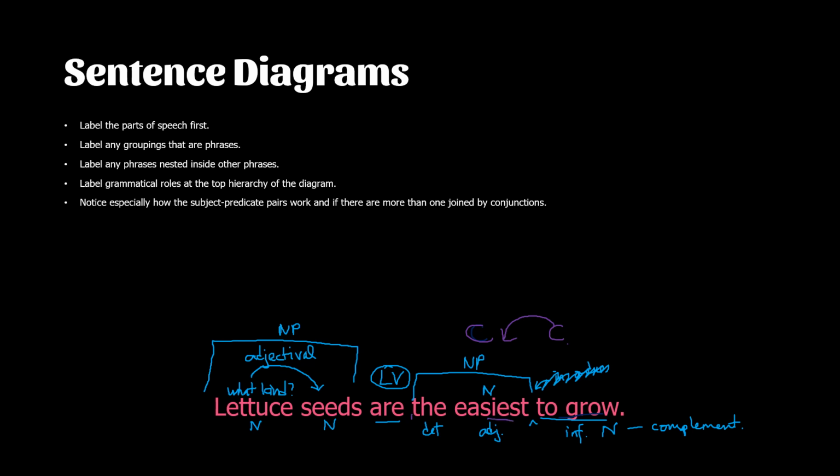As a group, then, this is one big complement. So we have a linking verb plus a complement, and that's going to create a predicate. This noun phrase is going to be the subject. So subject plus predicate is a simple sentence once again.